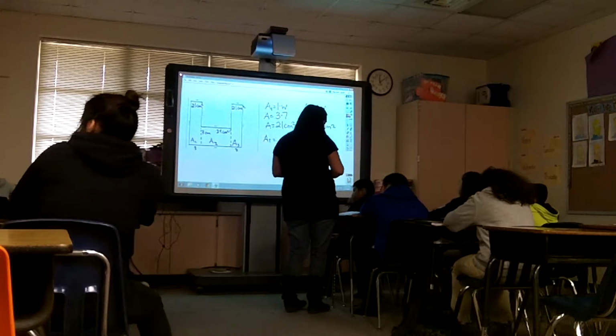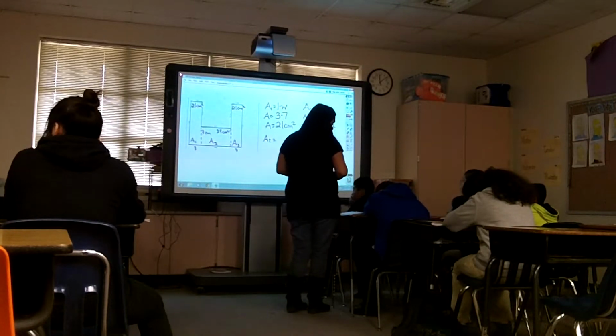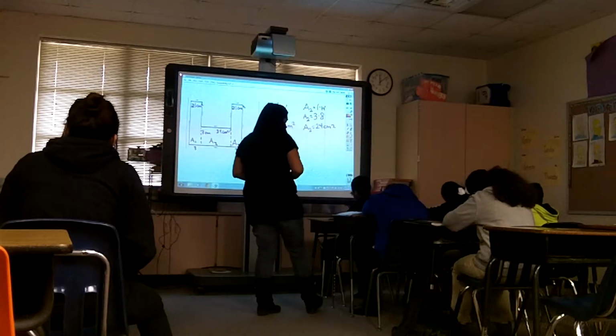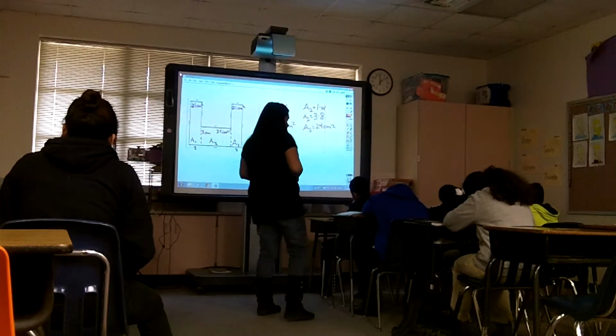To get the total area, what do I do? You're missing one. It's got to be all 3 shapes.